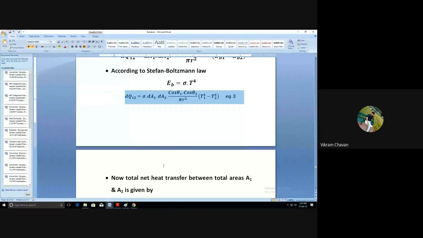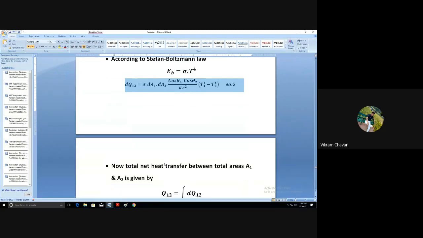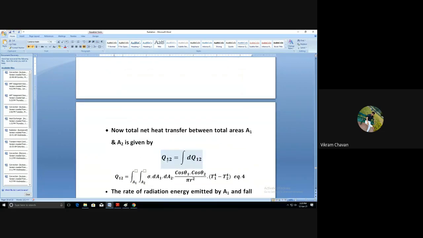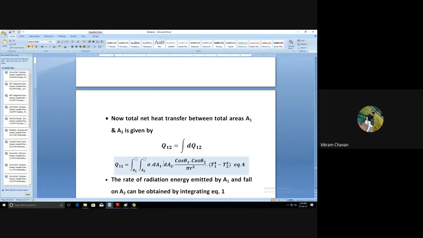Okay, so if you want to determine the net exchange for the complete surfaces A1 and A2, we have to take the integration of this particular equation. Now the total net heat transfer between total A1 and A2 is given by Q12 is equal to integration of dQ12. So integration of dQ12 is nothing but Q12.